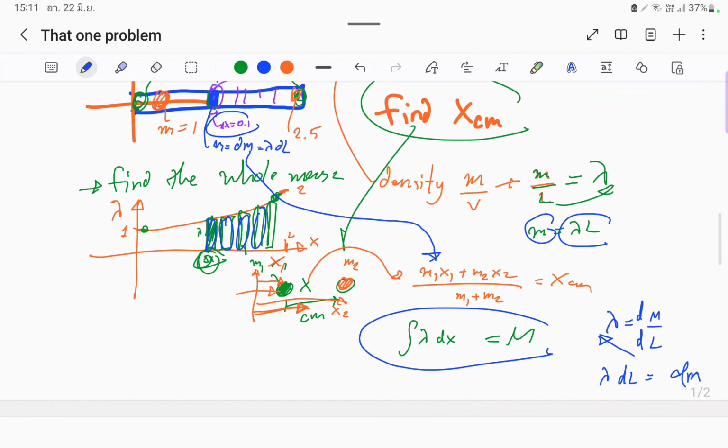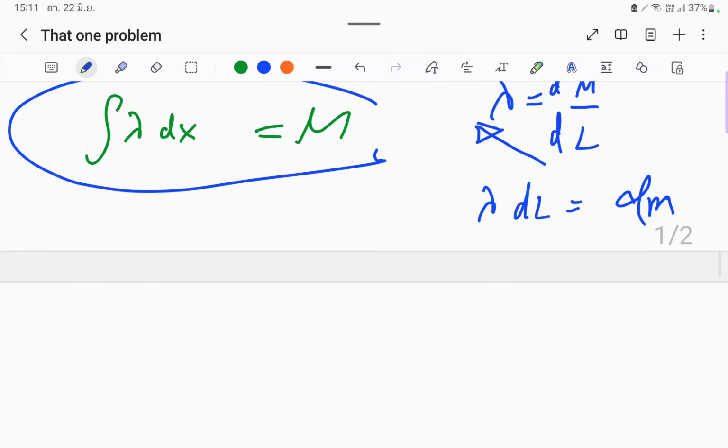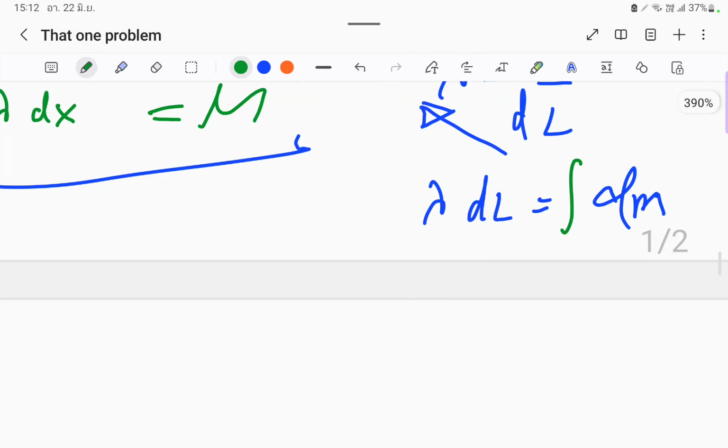We'll do this first. So dm is equal to lambda dl, and if you want to get the mass of this whole rod, what you need to do is integrate, because integrate is like another word for the collection of every section between two points like this. You integrate from the mass equal to 0 to the mass equal to m, which is the whole rod. You have the mass m, because you want to know what this is.